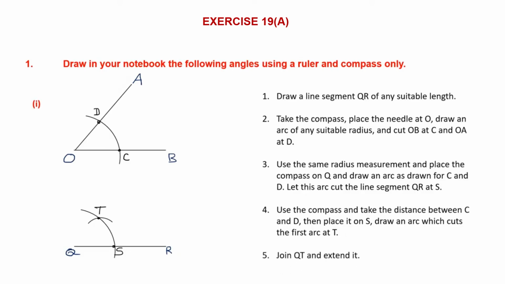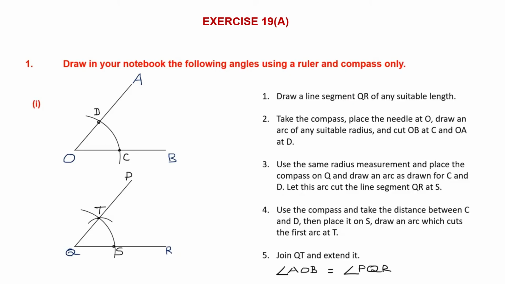Next step, join QT and extend it. You can join it up to T and then extend it a little more. Can you see it is just like the angle that was given to us. So angle AOB is the angle given to us. This is equal to angle PQR, as we can name this. So both the angles are now of the same measurement.